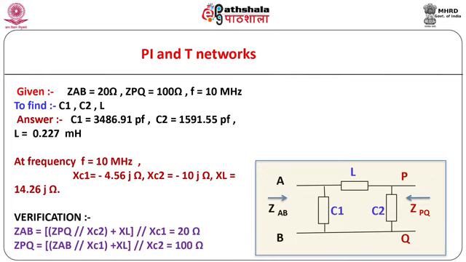Then the reactive components will have the values as shown. At frequency f equal to 10 megahertz, we obtain XC1 equal to minus 4.56j ohm, XC2, that is capacitive reactance of C2, as 14.26j ohm. With these values, it can be verified that ZAB is equal to 20 ohm and ZPQ is equal to 100 ohm as desired.